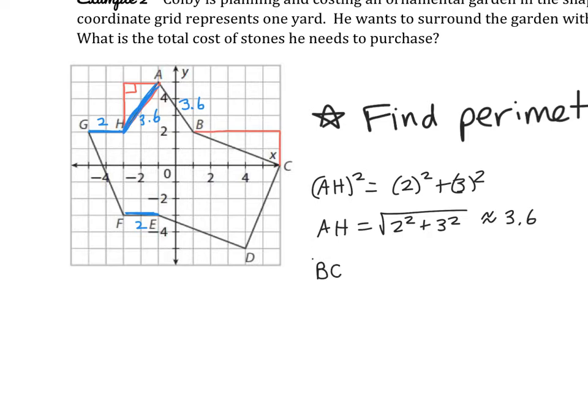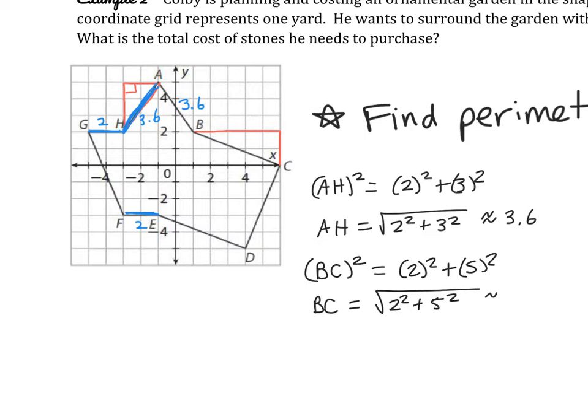So we can say BC squared equals 2 squared plus 5 squared. So BC is going to be the square root of 2 squared plus 5 squared. So here we get approximately 5.3 yards. And we know this one already.